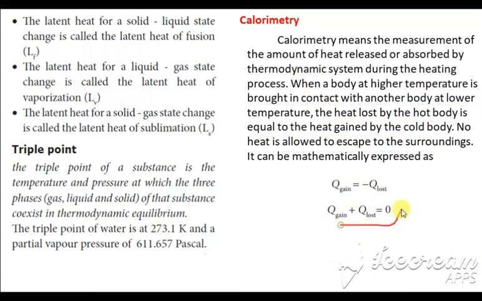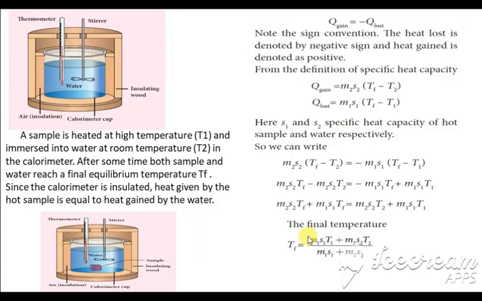Okay, so the sum of the quantity of heat is equal to 0. Then this is a calorimeter we are considering. This is a thermometer. It consists of this beaker and a stirrer. A sample is heated to a high temperature of T1.